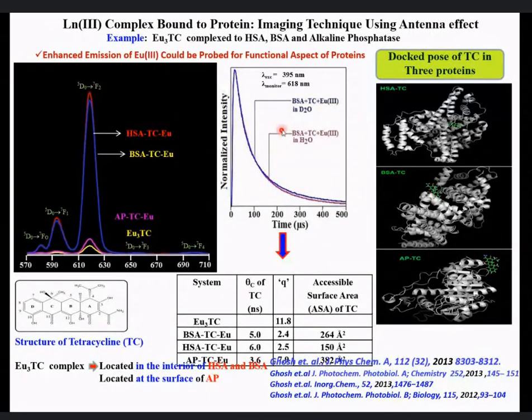For example, the drug tetracycline. If you bind it to 3 proteins like HSA or bovine serum albumin or alkaline phosphatase, you see that only in the case of bovine serum albumin and HSA is this emission very, very high, whereas in alkaline phosphatase the emission is very, very low. You can do kinds of spectroscopy to find out the rotational correlation time, how they rotate within this, and you can see that.